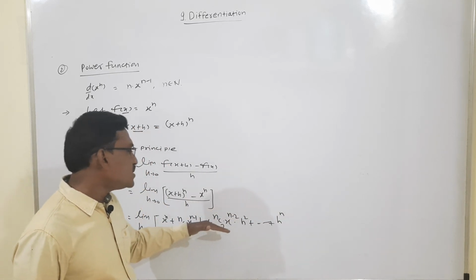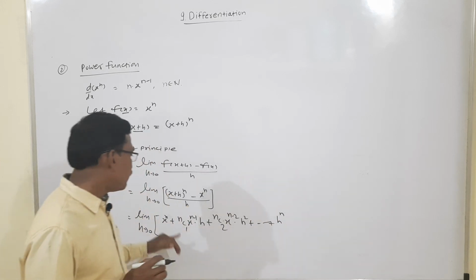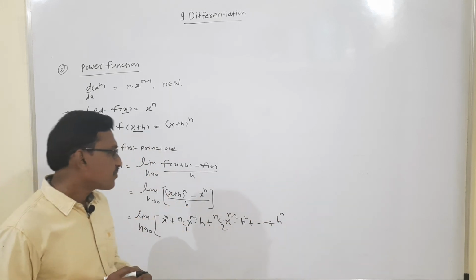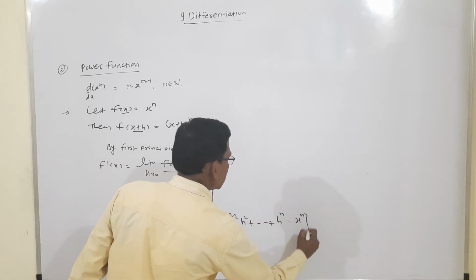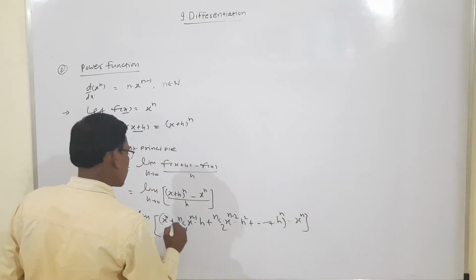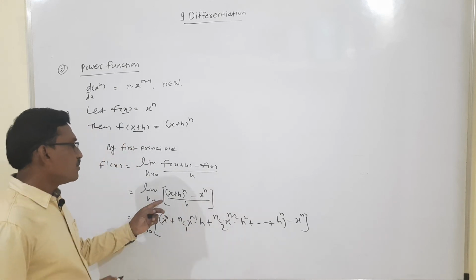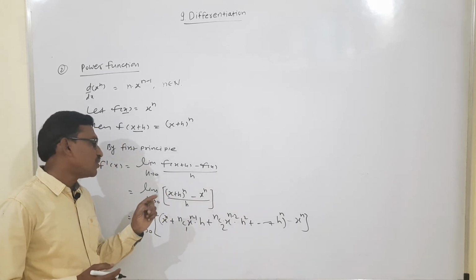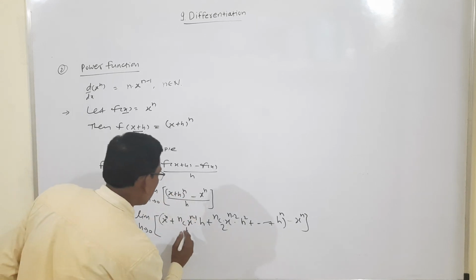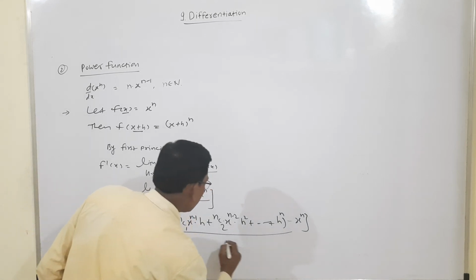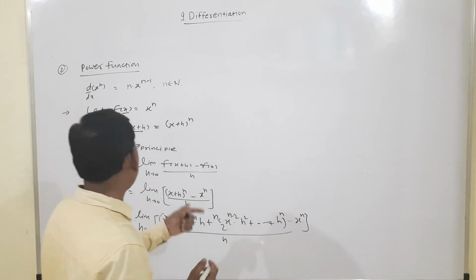The power of h is increasing and the power of x is decreasing, minus this x raised to n as it is here. So this is the binomial expansion of x plus h raised to n, divided by h. Now we write on this side.